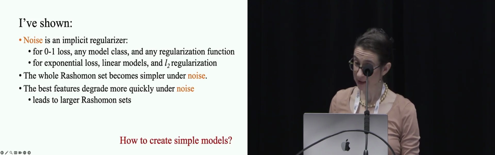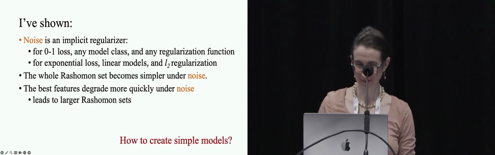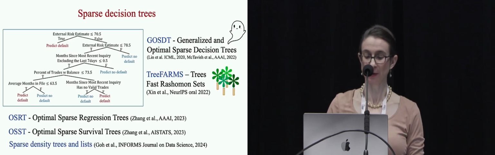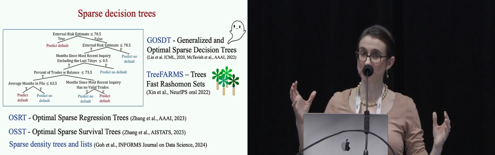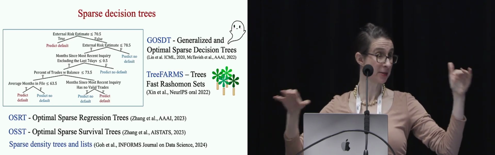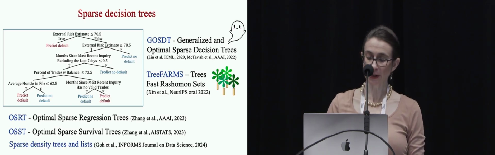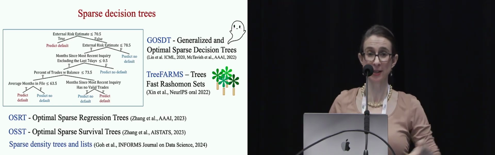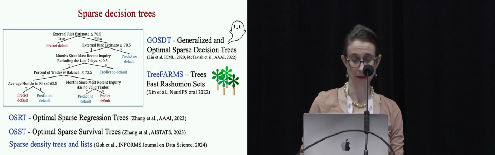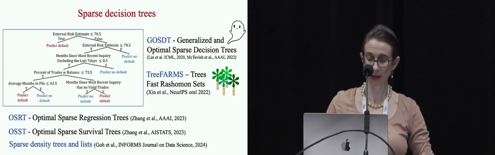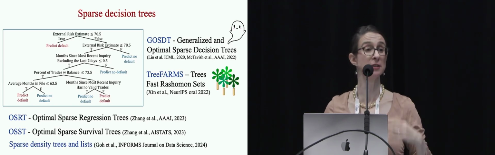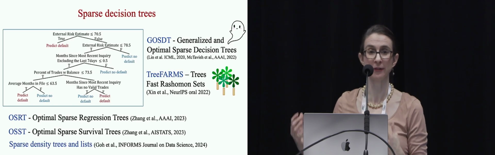And if anyone should know about this, it's me, because my lab works on this. All right. So for sparse decision trees, we've got a ton of algorithms, and I've listed only some of them here. We have the GOSDT algorithm that I told you about earlier, which produces truly optimal sparse decision trees. The word generalized means it optimizes different objective functions. We have the TreeFARMS algorithm that gives you entire Rashomon sets of decision trees so you can have users look through them and find the trees they want. We also have optimal sparse regression trees for regression. We have optimal sparse survival trees for survival analysis. And now we also have sparse density trees and lists, which are a high-dimensional alternative to histograms.